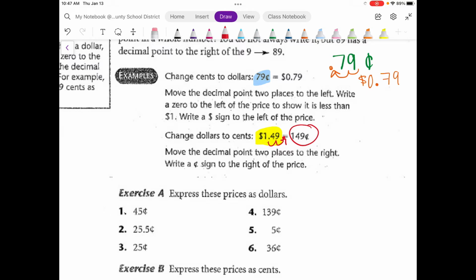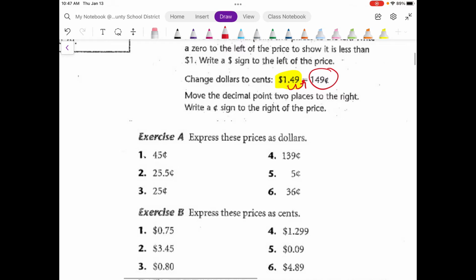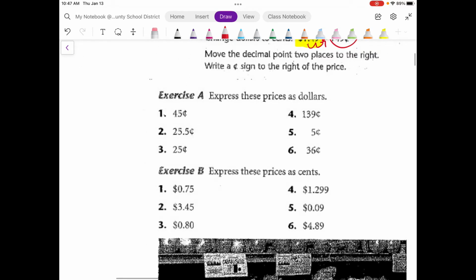For exercise A, you're going to express the prices as dollars. And then for part B, you're going to express the dollars as cents. So I'm going to do the first one with you, and then you're going to go ahead and finish the rest. So again, if we're going from cents to dollars, that means we're going to go to the left 2. So from here, I start at the 5, go left 2, and that's 0.45. Remember that the leading 0 in front of the decimal is optional, but most people do write it.